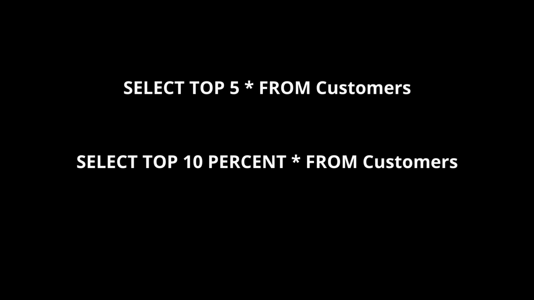will be returned. The top percent function is similar to top, but it limits the number of rows based on a percentage of the total number of rows in the result set. For example, if you use select top 10 percent asterisk from customers, only the top 10 percent of rows from the customers table will be returned. Both top and top percent can be used with an order by clause to specify which rows should be returned.